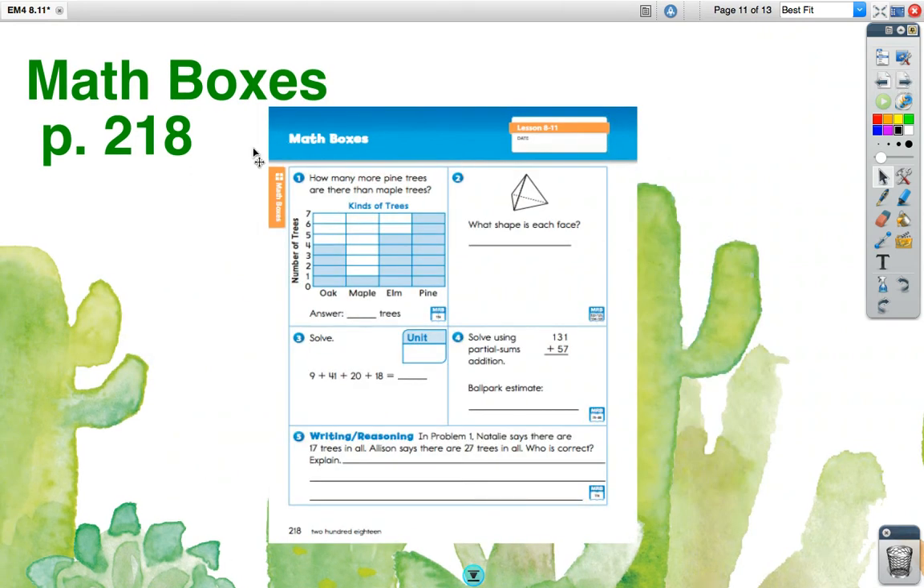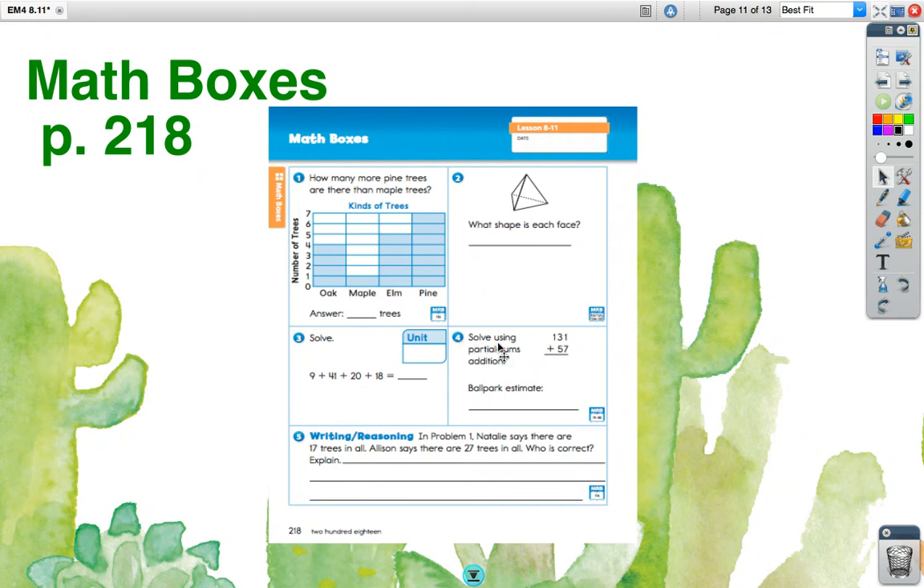Today's math boxes are on page 218. Number 1, how many more pine trees are there than maple trees? Write your answer. Number 2, what shape is each face? Write the shape name on the line. Number 3, you're going to solve. Remember to find friendly numbers to make it easier.